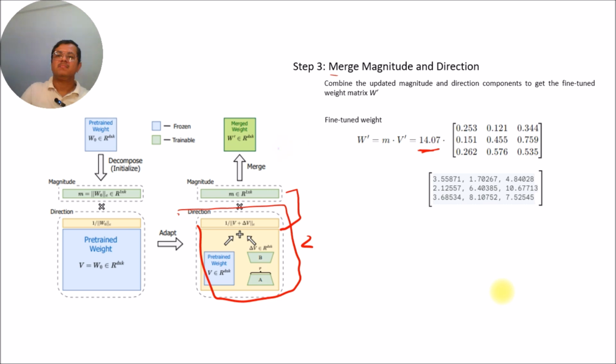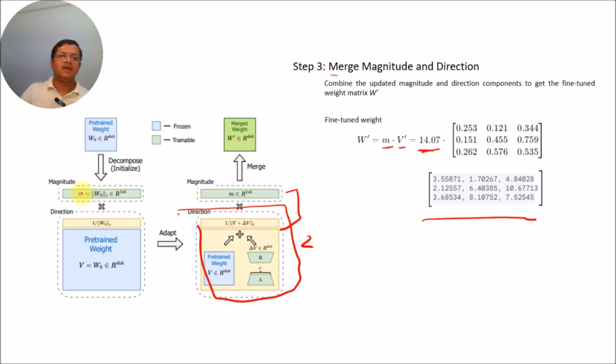So we will multiply the magnitude with the updated direction matrices, and this is our process. So we will use this process and apply the back propagation.